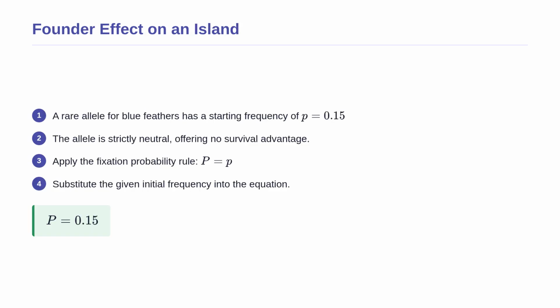Let us apply this elegant formula to a concrete example. Returning to our island birds, imagine that in this new, tiny population, a rare allele for blue feathers has a starting frequency of 0.15. What is the probability that this blue feather allele will eventually become fixed purely due to genetic drift? We state our mathematical rule and substitute our given frequency of 0.15. The final answer is 0.15.